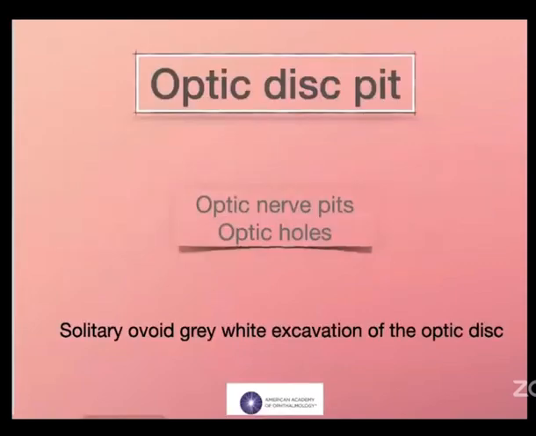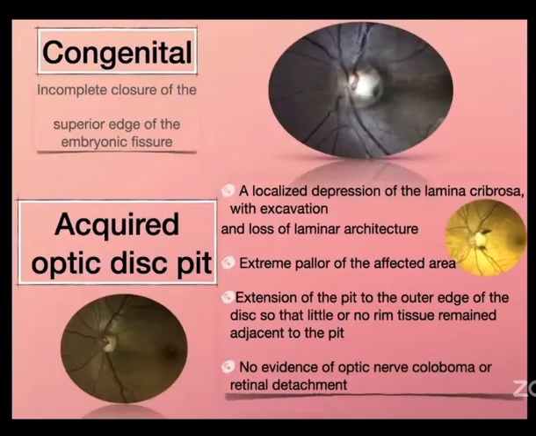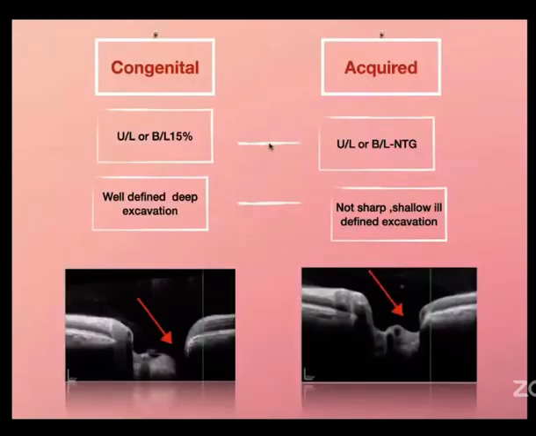Optic disc pits are a solitary gray-white excavation of the optic disc. Congenital pits occur as a result of inadequate closure of the embryonic fissure. Acquired pits are usually seen in normal tension glaucoma. The etiopathogenesis is usually due to an ischemic cause. It also indicates that there might have been a past site of a Drance hemorrhage. Congenital pits can be unilateral or bilateral in 15%.